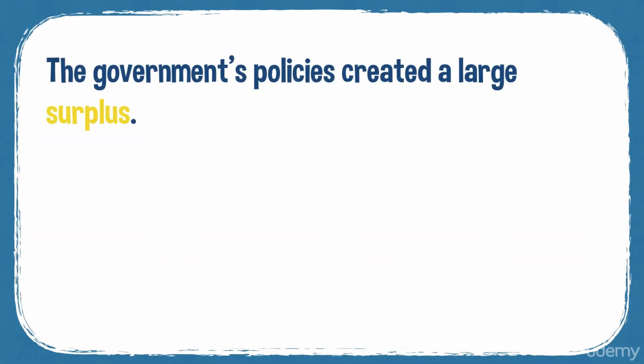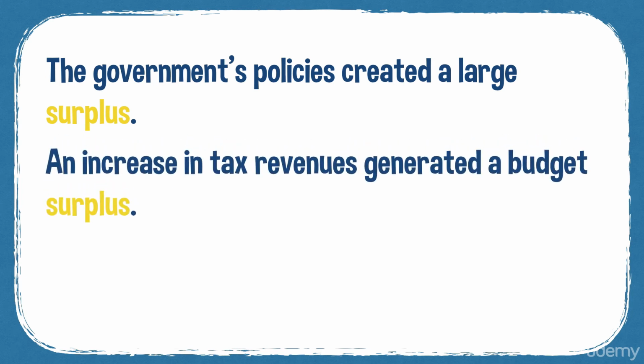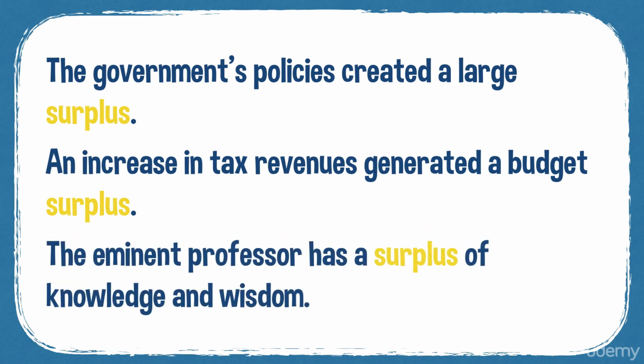The government's policies created a large surplus. So maybe it cut spending or increased taxes. An increase in tax revenues generated a budget surplus. Now, the last sentence here shows that the word surplus can mean more than just money. So the eminent professor has a surplus of knowledge and wisdom. He's got more knowledge and more wisdom than he can use. He's very clever. It's a good thing. So he's very wise, very knowledgeable.